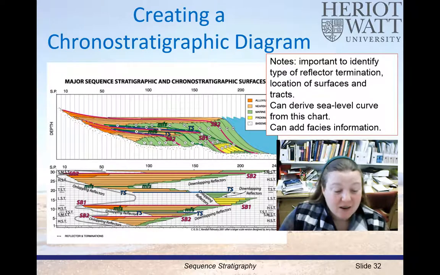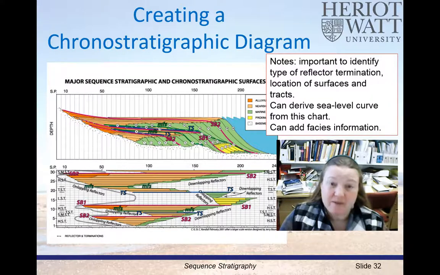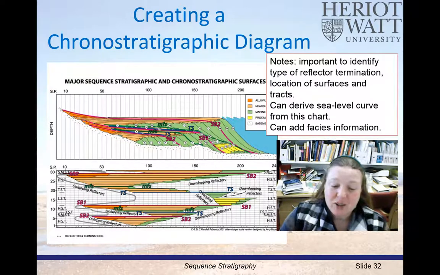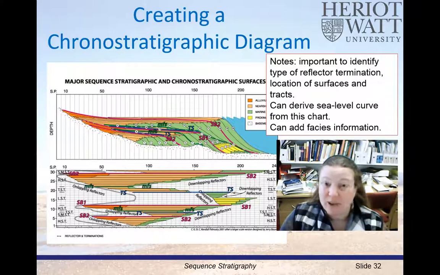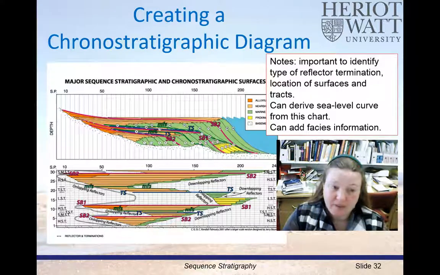this pair of depth distance and time distance diagrams have annotations showing what kind of reflector termination is occurring, onlap versus downlap, and also colours to help identify the different facies being deposited. Think how useful that will be in determining the likely location of reservoirs and seals. From this chart, you can also derive a sea level chart, showing the relative size, shape and timing of the changes in sea level through the development of these sequences.